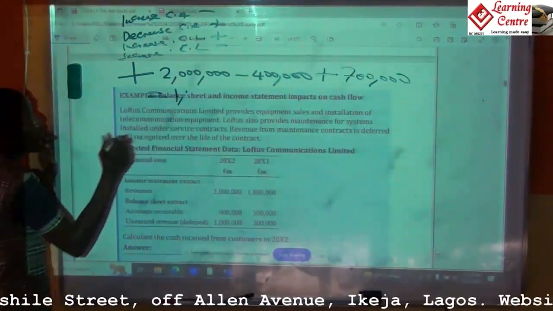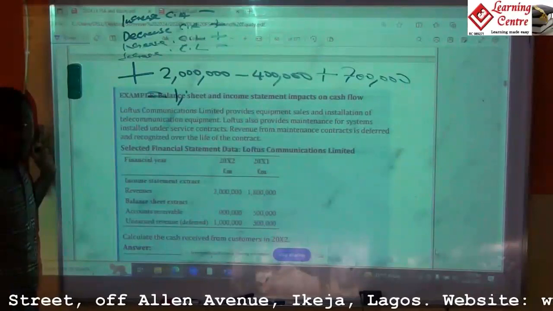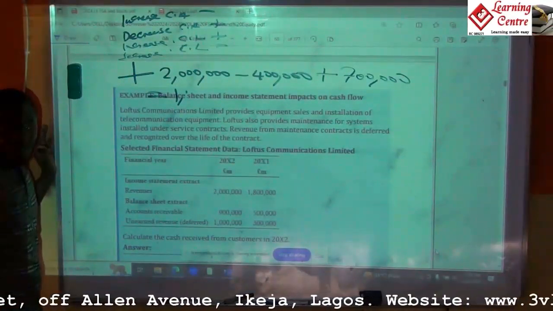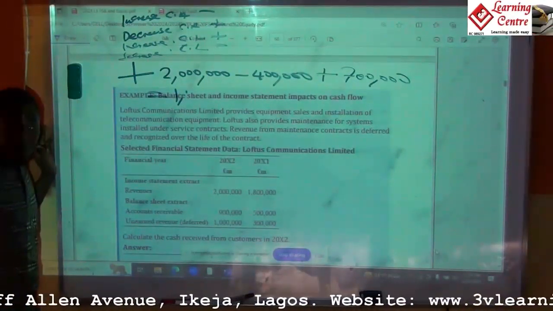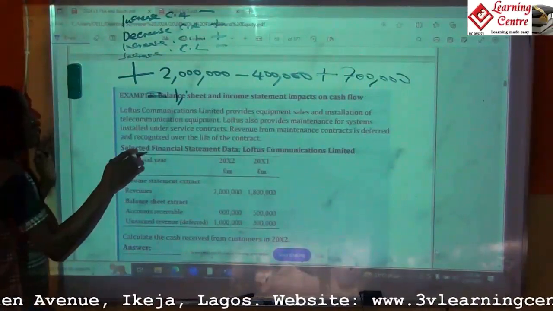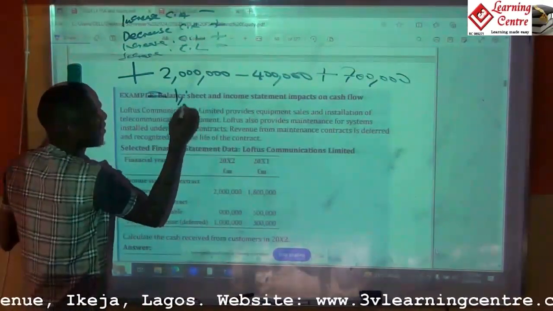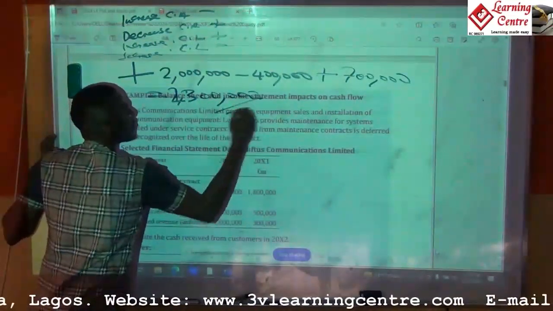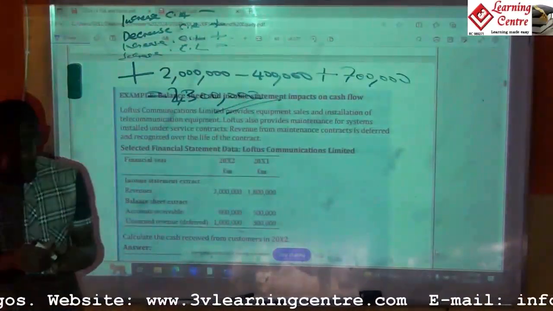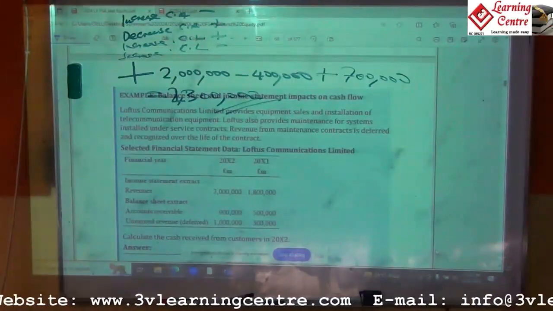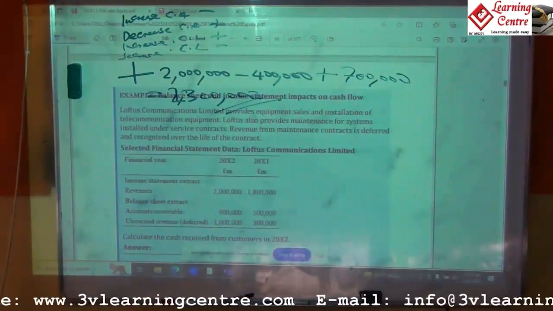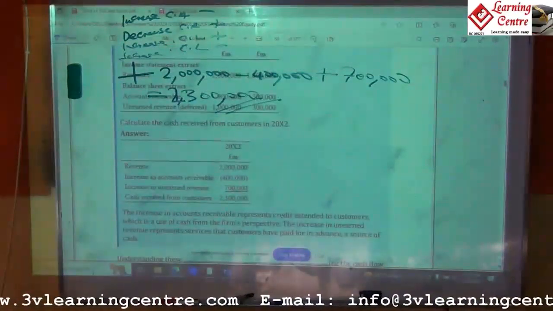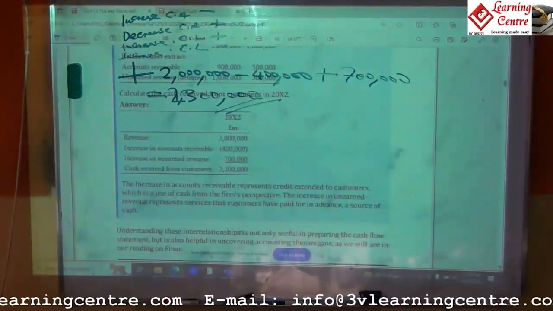So is this indirect or direct? This is direct. Are you confused? Okay. That's 2.3. That is our cash collected from customers. You can see 2.3. Straightforward.